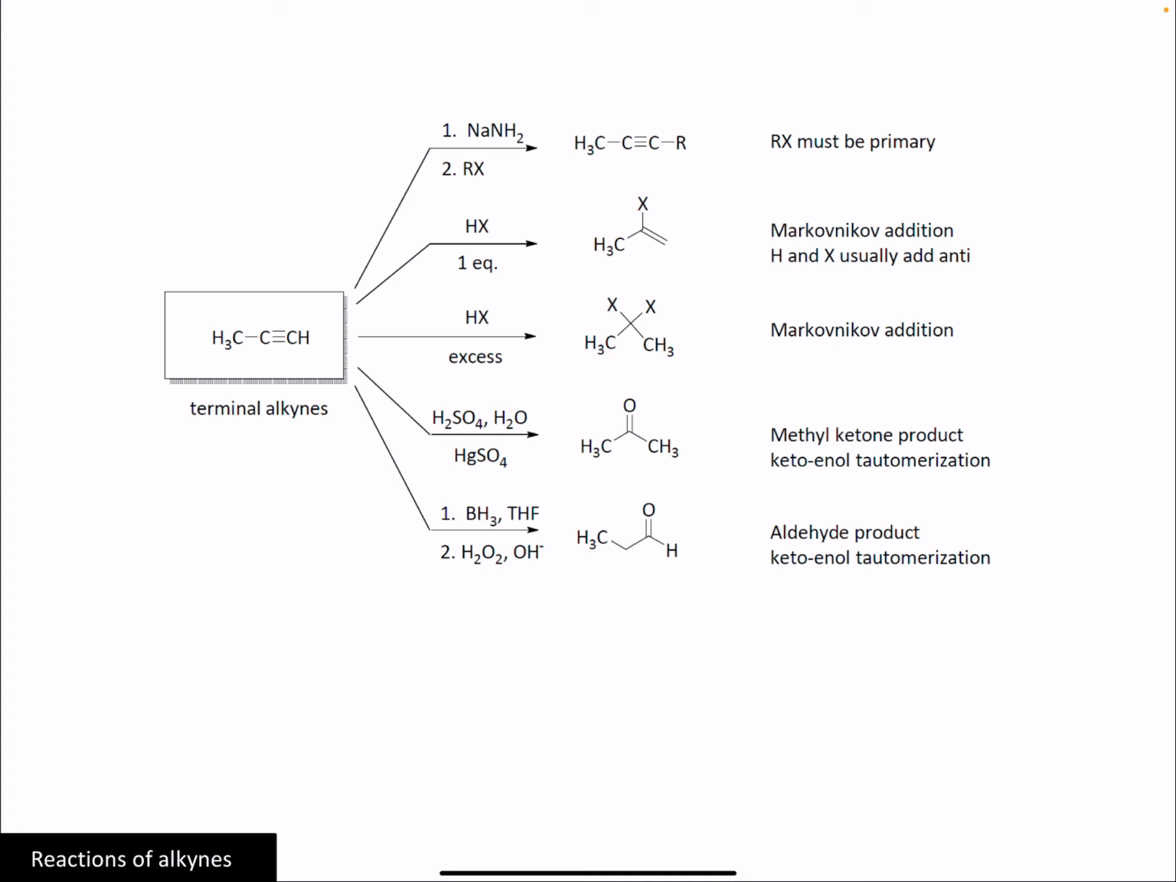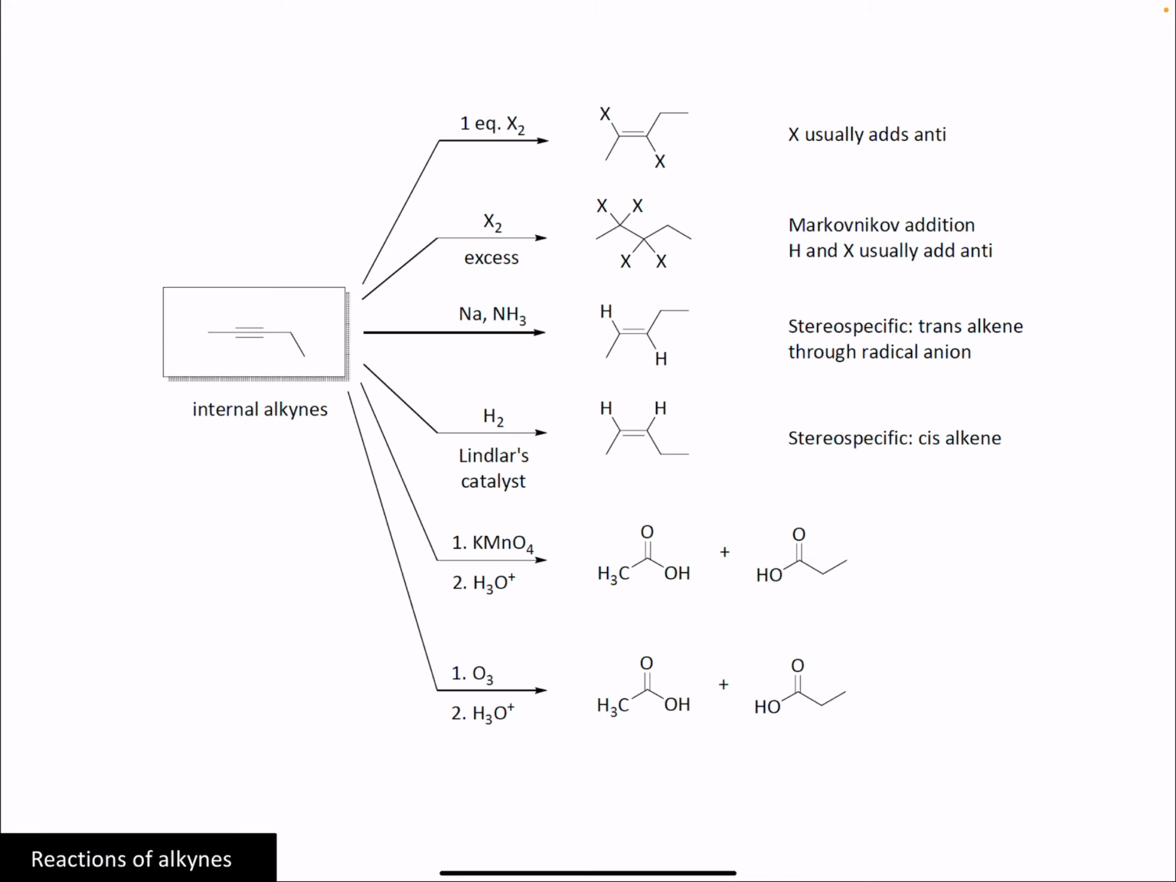So these are all the reactions we know, right? We can now use sodium amide to activate this carbon and form a new carbon-carbon bond. It must be primary or methyl, right? We can add HX, XS. They both go to the same carbon. We can make ketones. We can make aldehydes. We can add halogens, right?